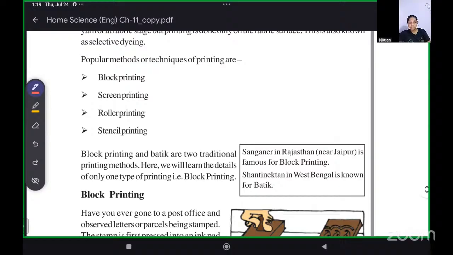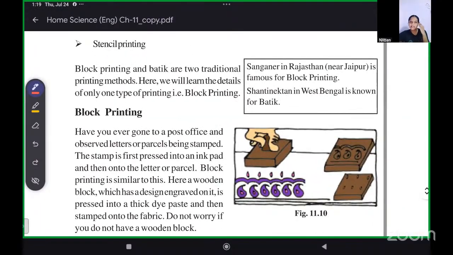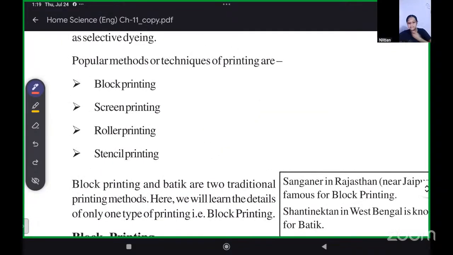Then a printing question can come. Dyeing and printing are important topics. Dyeing and printing questions can come. But if techniques are asked, then now you have a basic idea. If a techniques question comes, explain block printing in detail, but write 1 to 2 lines about screen, roller and stencil. Short questions can also be asked, like what are the popular methods or techniques of printing, for 2 marks. So write the names: block printing, screen printing, roller printing, stencil.